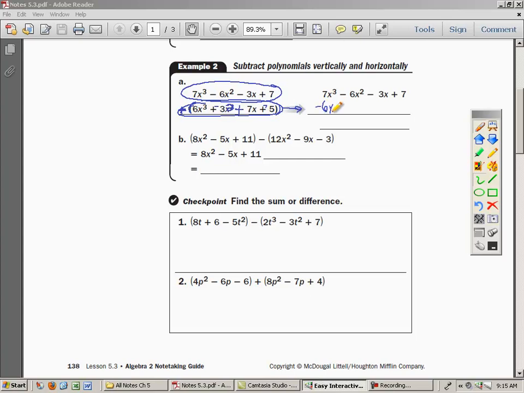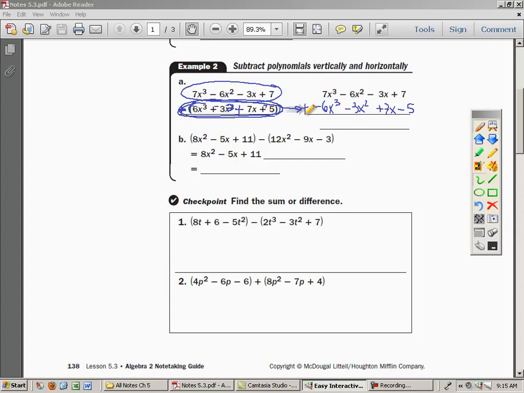So it becomes negative 6x to the third, negative 3x squared, positive 7x, and then on the end we have minus 5. So all of these signs in here essentially just get switched, because when you're subtracting, again, we're going to add the opposites. So we're just going to add the opposites of all of those now, like we did before.